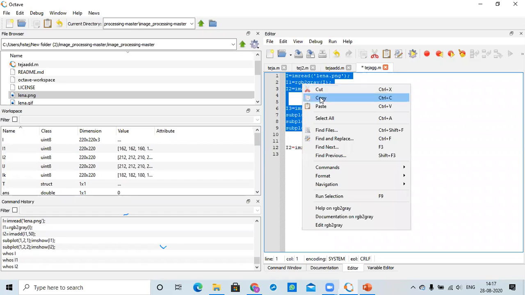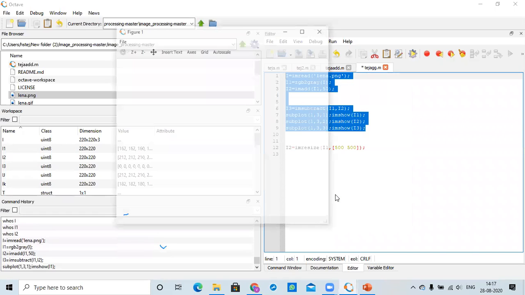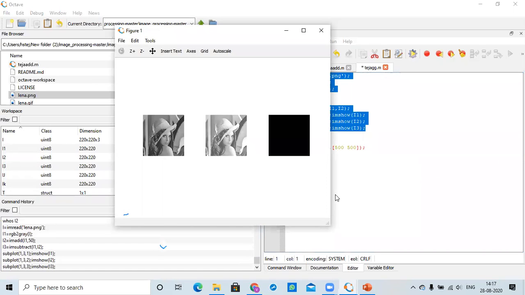Now what happens, you observe. As both correspond to the same intensity values, there is no change here. You can observe the subtraction algorithm.